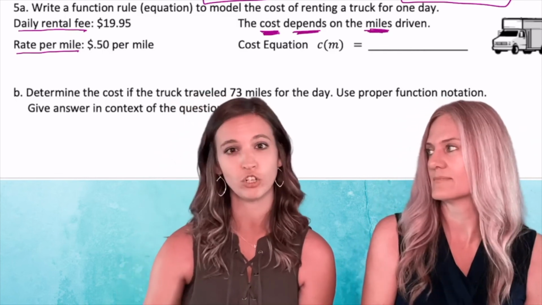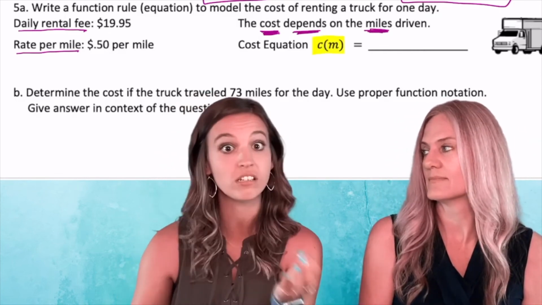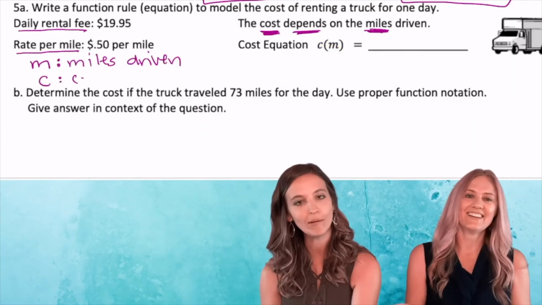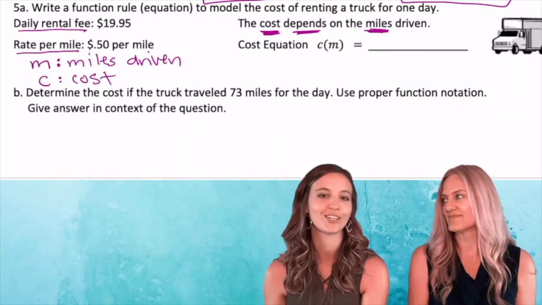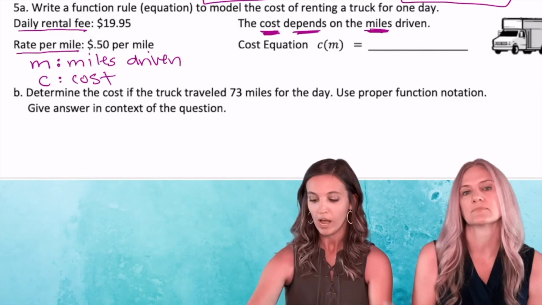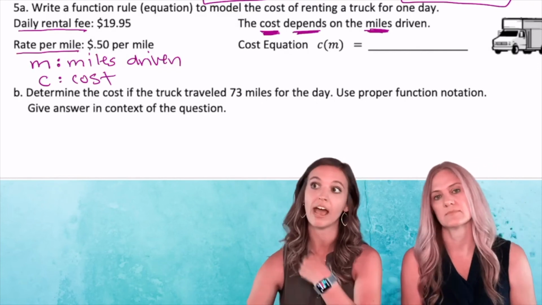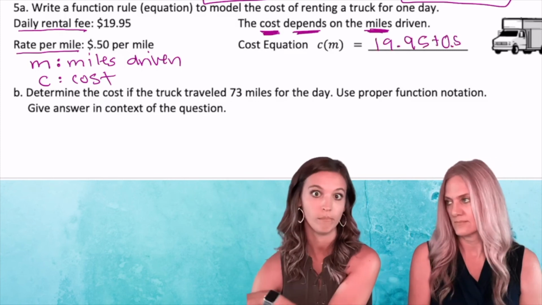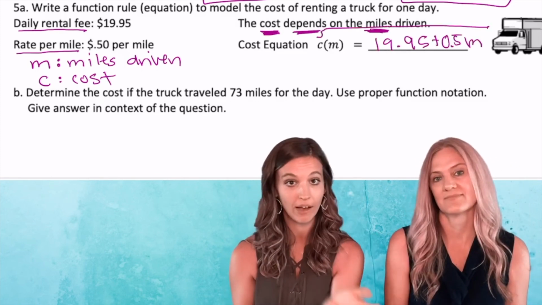So we could make a function and we'll call it like C of M. Cost depends on miles, or cost is a function of miles. So let's make sure we define a variable. M is going to be our miles driven and C is going to be our total cost. So $19.95 plus every single mile I drive, I'm getting charged 50 cents, so 0.5 M. Okay, so then part B, we have our function rule written.